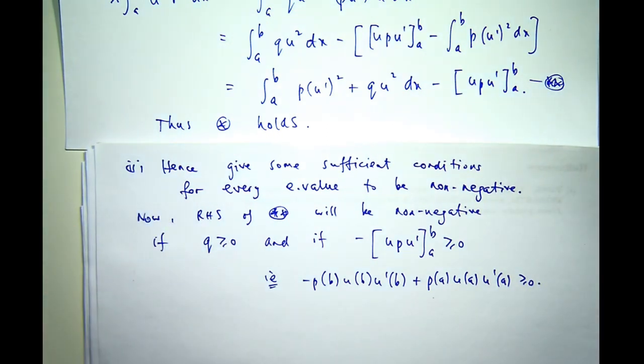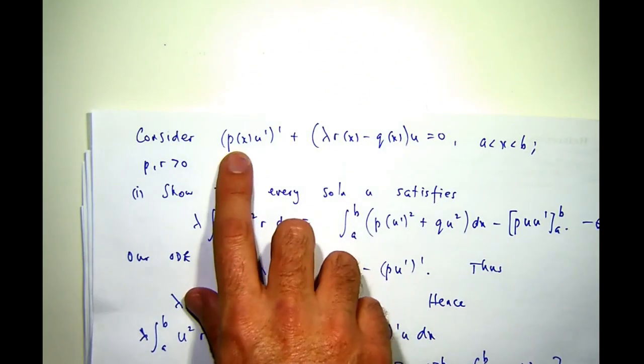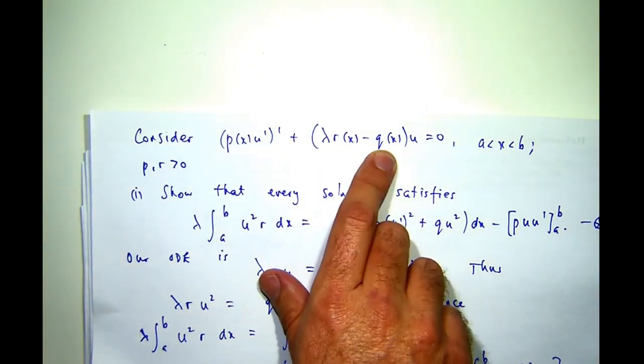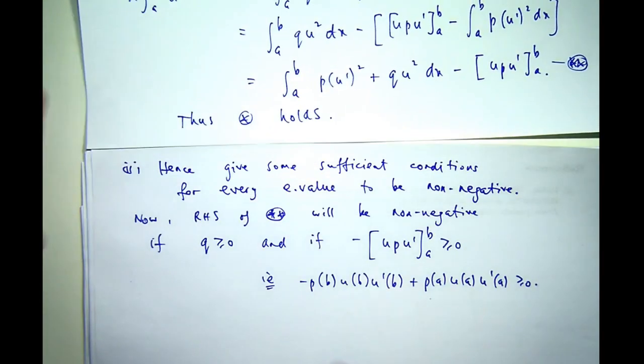Okay, so there's some sufficient conditions. Are they the best conditions? Well, no, we're not asked for the best conditions, but they're sufficient. So remember here, P is a given function. So from a practical point of view, P is given, R is given, Q is given, and you have some boundary conditions that are also given.